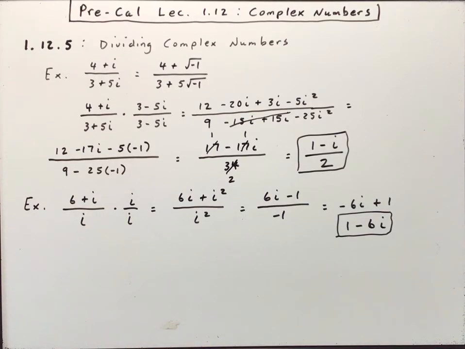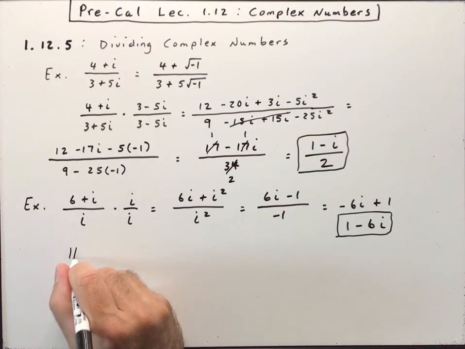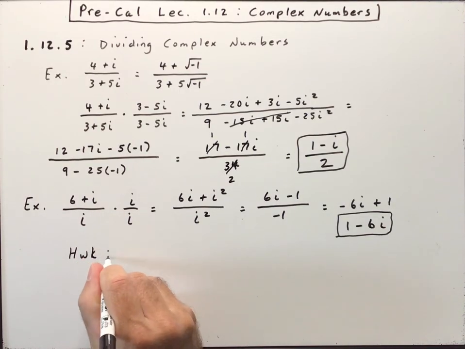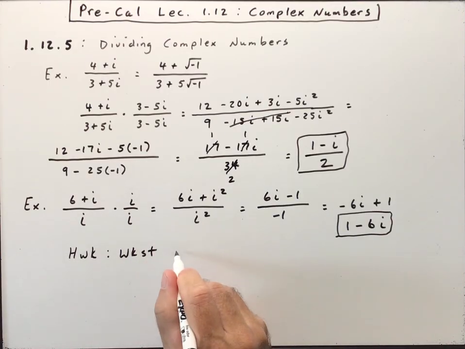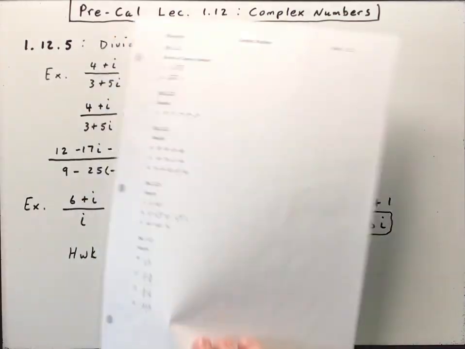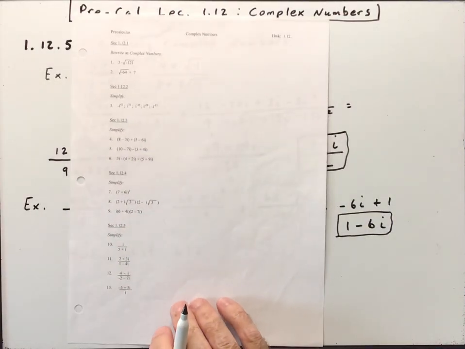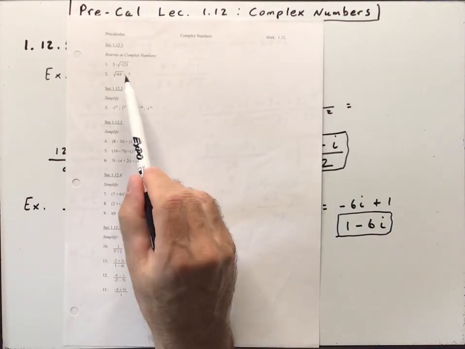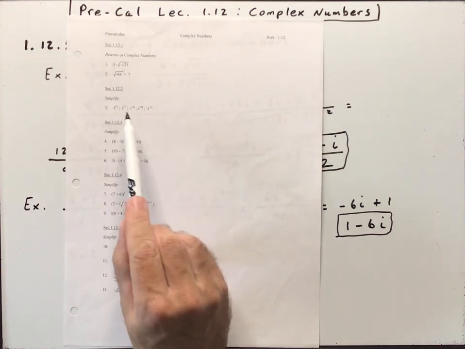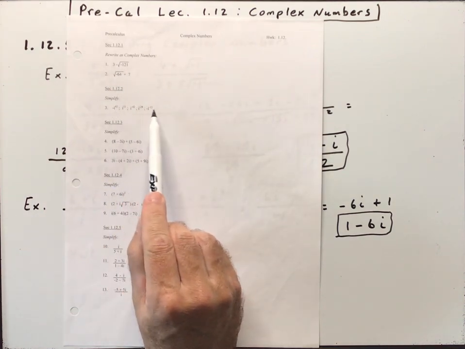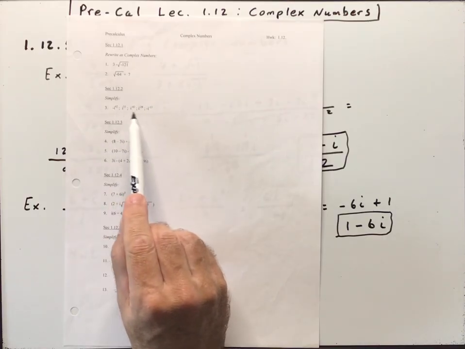So the homework is the whole worksheet. 1.12, and there's 13 of those. Let's look at it real close. So we're going to rewrite as a complex number. That was kind of the beginning of your notes, and then this is where you use your calculator to figure out where in the series it is.